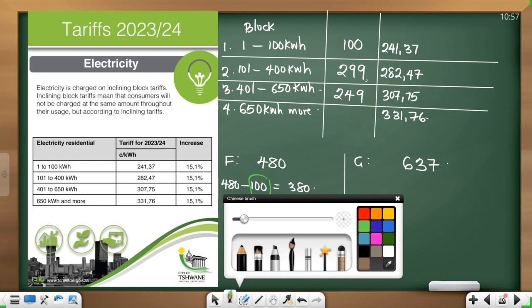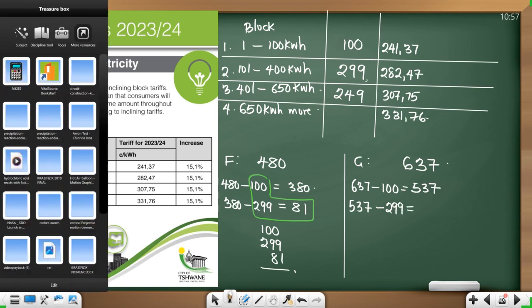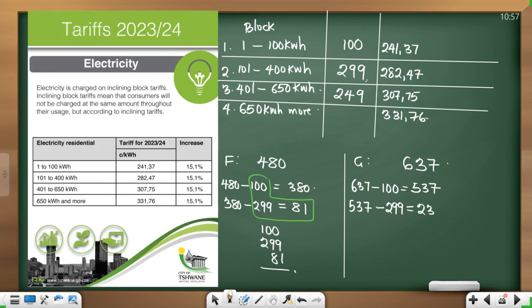Let's try this one. So I'll start by saying 637. What's your first block? Minus 100. If you use your calculator, you get 537. Then I'll say 537 minus 299. Once you get a negative value, you stop. What do you have? 238. Okay? Watch this. I want to show you what I mean by negative value. Minus 249, that's my next block.